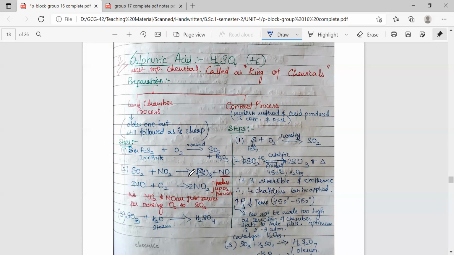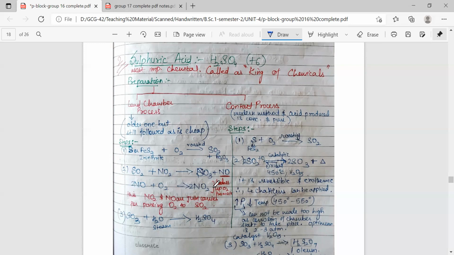The nitrogen monoxide which is formed takes up oxygen from the atmosphere, and it itself gets converted to nitrogen dioxide. So the role of nitrogen dioxide is that it is regenerated by undergoing aerial oxidation. So we can see that it is just acting as a carrier of oxygen here.